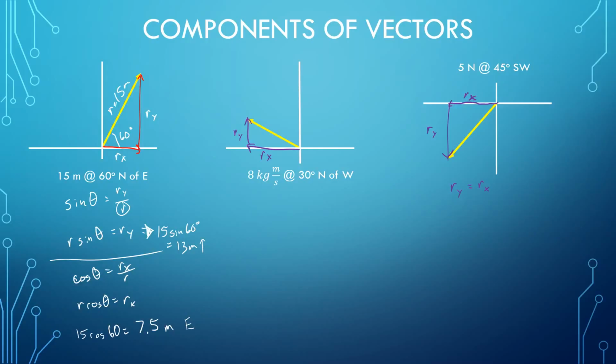Alright, so I think some of you already got it. If you're not writing it down, it's fine, because it should not be too difficult, I hope. So this one should be 8 sine of 30 degrees, and that should give us Ry, which is going to be 4. And then it should be 8 cosine of 30 degrees, to give us Rx. And what is that? 6.9.